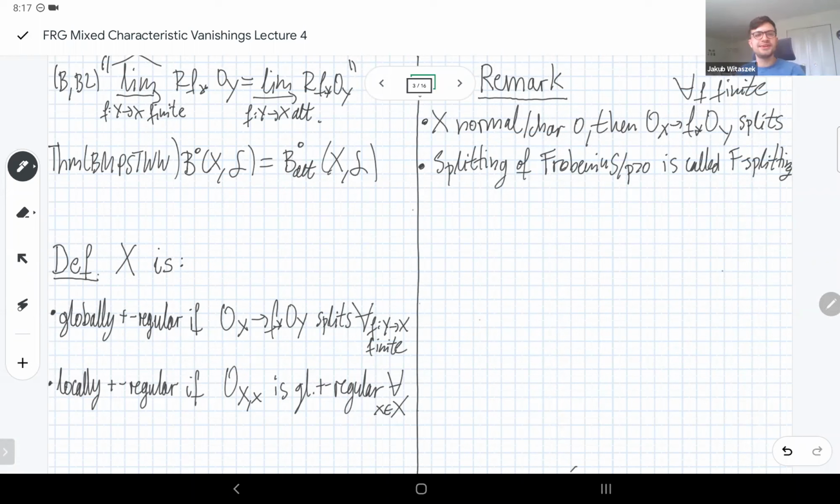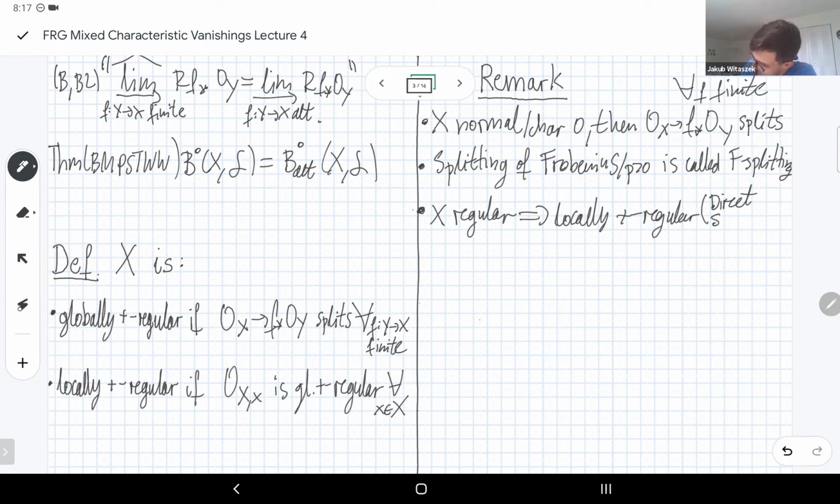And now in mixed characteristic, this notion is very hard to study. So even the fact that if X is regular, then it has locally plus regular singularities is a very non-trivial fact, which in fact is equivalent to the direct summand conjecture. It is exactly the statement of the direct summand conjecture that regular rings split under finite maps. So even verifying that, like, A^n or P^n are plus regular is really a deep result in mathematics. Okay, so that's about the very basics of this notion.